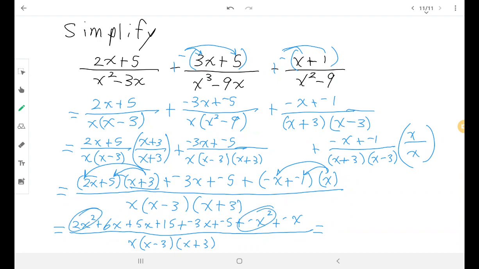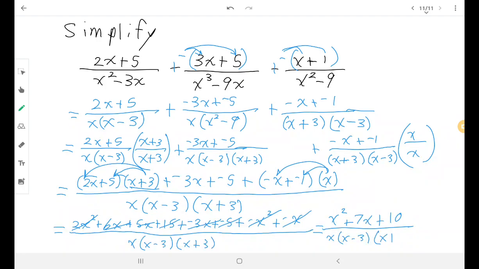So 2x squared plus negative x squared is positive 1x squared, or just x squared. And I usually keep track by crossing things off. Plus, let's see here, we've got 6x plus 5x plus negative 3x plus negative x. So that's going to be 11 plus negative 3 is 8x plus negative x is 7x plus 15 plus negative 5 is 10 over x times x minus 3 times x plus 3.